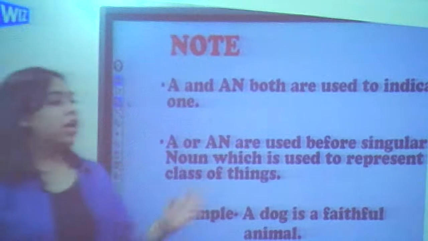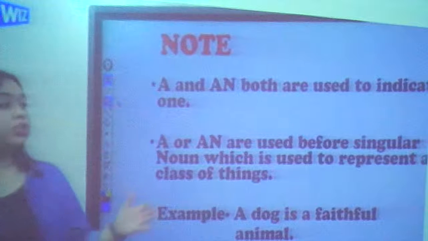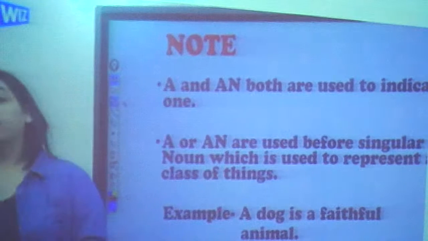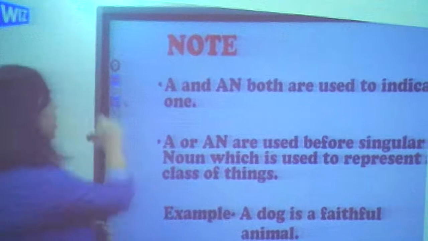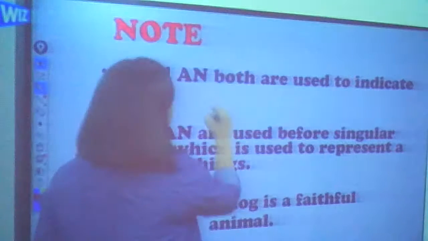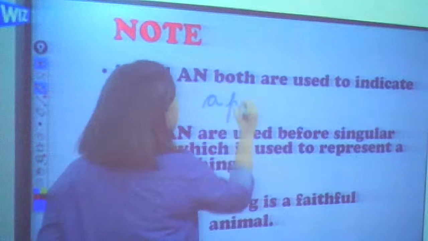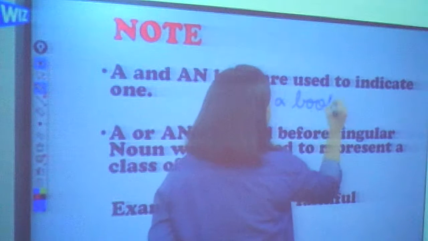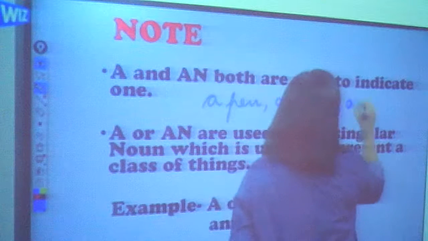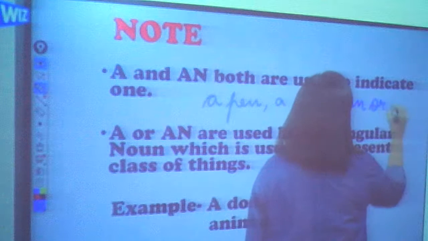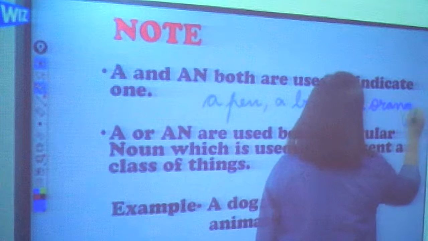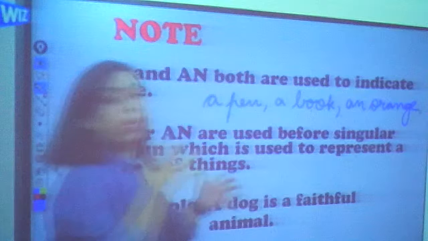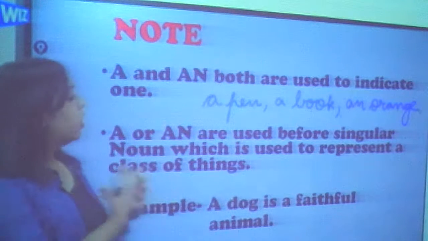A or an are used before singular nouns, which is used to represent a class of things. It could be something in singular, okay. For example, I could say a pen, or I could say a book, or I could say an orange, okay. So all these are singular, these are one, okay.